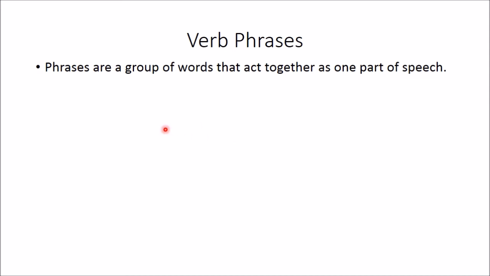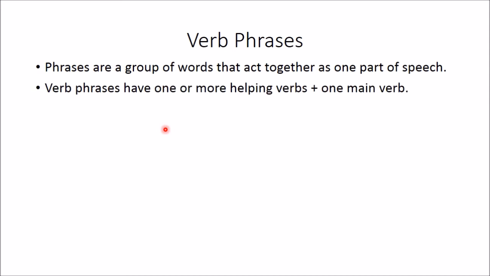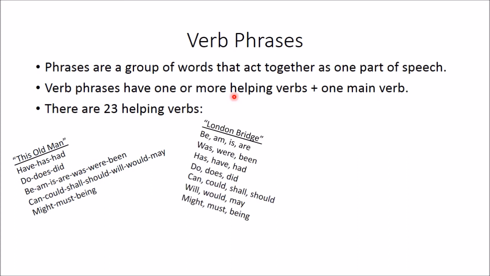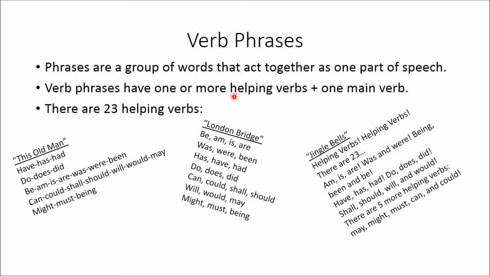Well, verb phrases is when you have more than one word, but together those words are acting as one part of speech. So we're going to look at verb phrases right now. Verb phrases have 1 or more helping verbs plus a main verb, and those words together act as the verb in the sentence. Okay? There are 23 helping verbs, and you know this very well. You know it if you memorized it to This Old Man. You know it if you memorized it to London Bridge. You might have done Witch Doctor, or this is the time of year maybe to memorize them again using Jingle Bells. Okay, so 23 helping verbs, all listed.